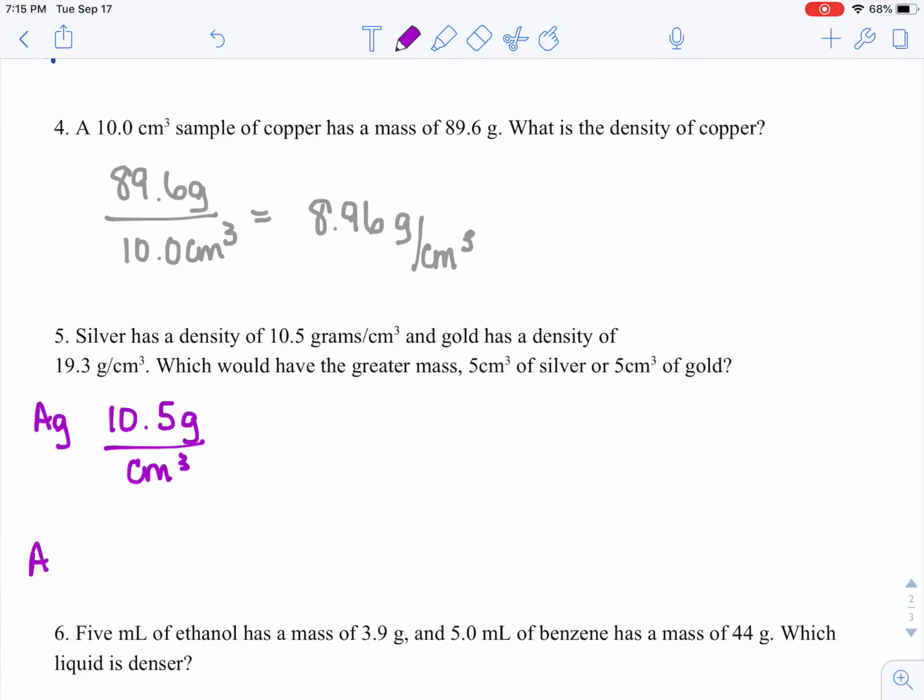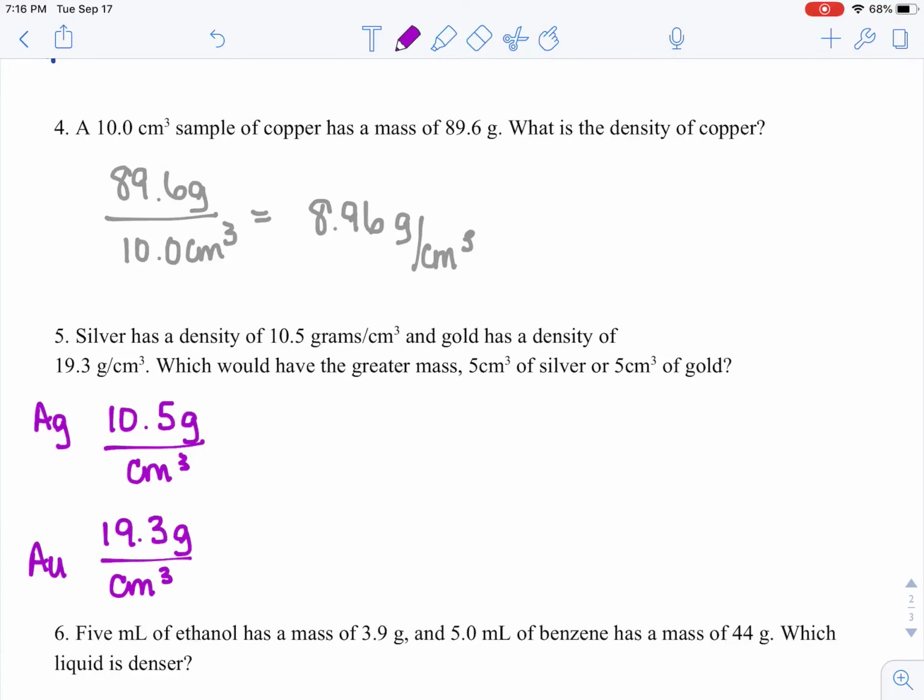Gold, Au, has a density of 19.3 grams per centimeter cubed. So clearly gold is denser. You get more gold atoms in the same volume. So let's take a look at what's happening here.